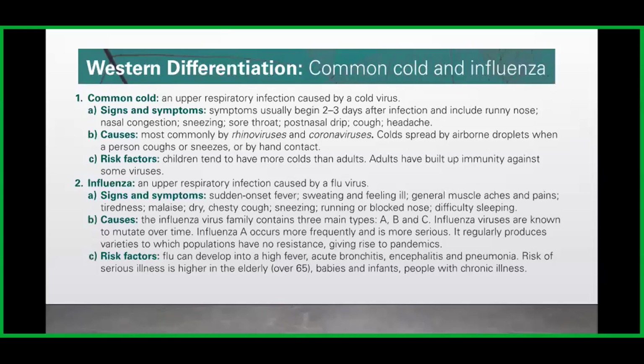And number 2, influenza, an upper respiratory infection caused by a flu virus. The signs and symptoms are sudden onset of fever, sweating and feeling ill, general muscle aches and pains, tiredness, malaise, dry chesty cough, sneezing, running or blocked nose, and difficulty sleeping. The influenza virus family contains 3 main types, A, B, and C. Influenza viruses are known to mutate over time. Influenza A occurs more frequently and is more serious.